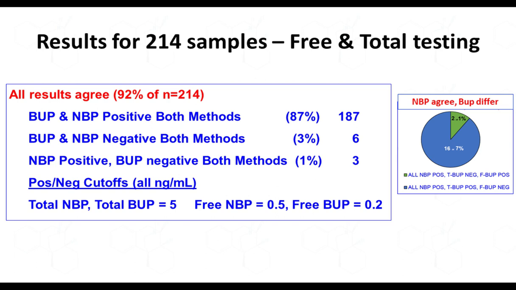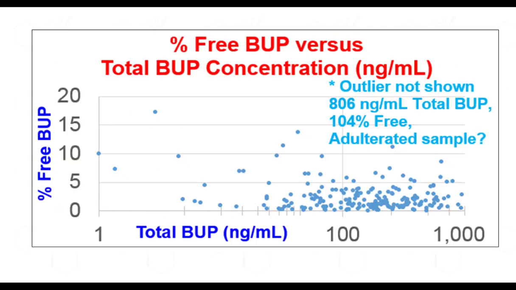We had this other set of samples where the norbuprenorphine results agree, and remember that's the criteria that we're using to evaluate a specimen as being from a compliant patient, but there was disagreement for the buprenorphine, and most of those were the case where the total method was positive for buprenorphine and the free method was negative. There was a small segment in the other category.